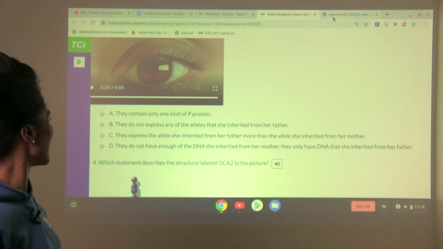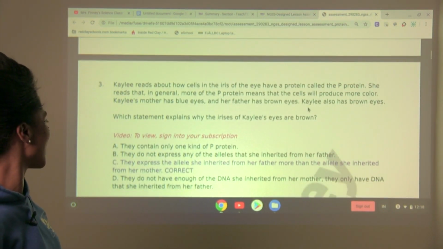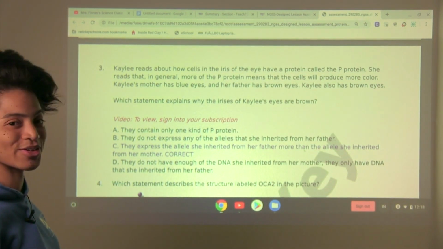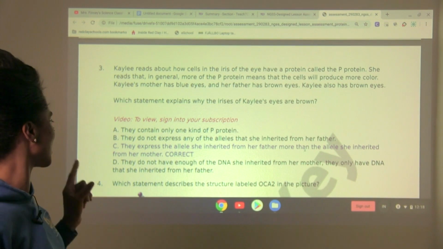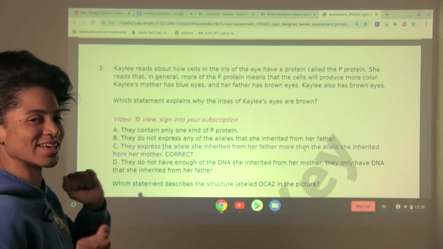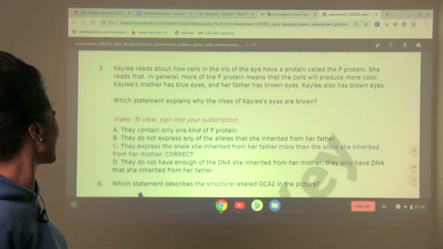Let's see. For number 3, the answer: they express the allele she inherited from her father more than the allele she inherited from her mother. I hope you picked that answer. Yay! All right, here we go, number 4.